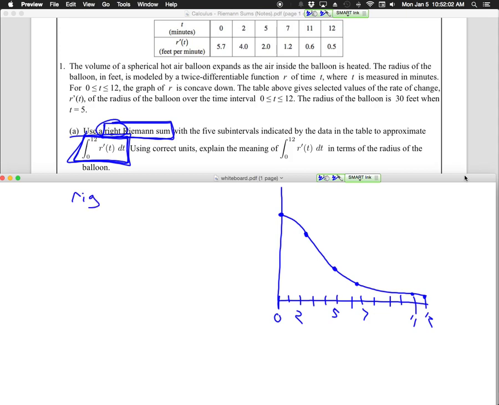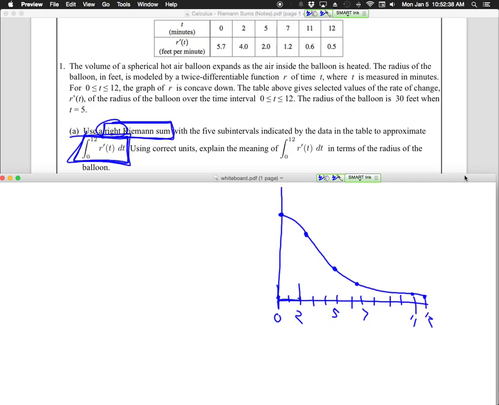So there's going to be a right, there's going to be a left, and there's going to be a midpoint. Those are the three different types of rectangles you're going to have to find. So we've got those three plus the trapezoid. That's what we're going to use to approximate area under the curve. Now, in this case, I want a right Riemann sum. So what figure are we using? We're using a rectangle.